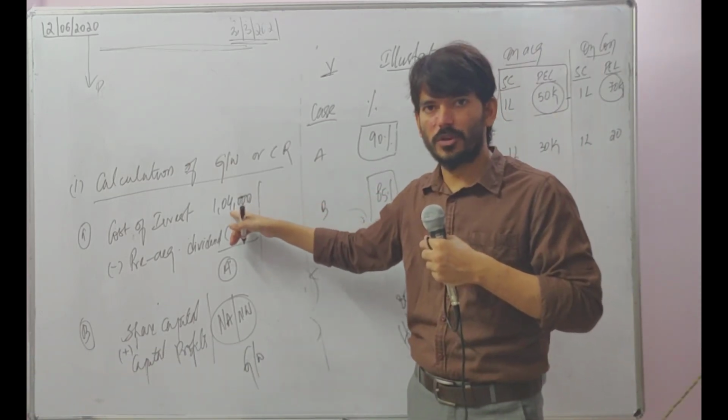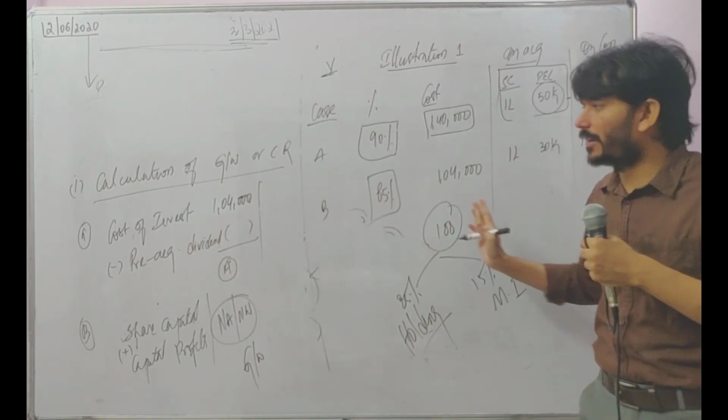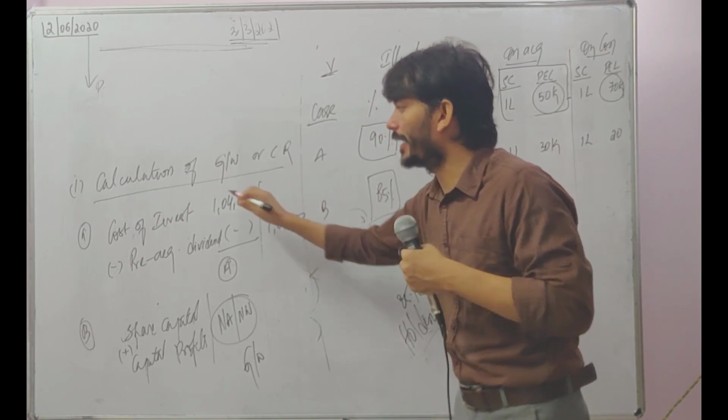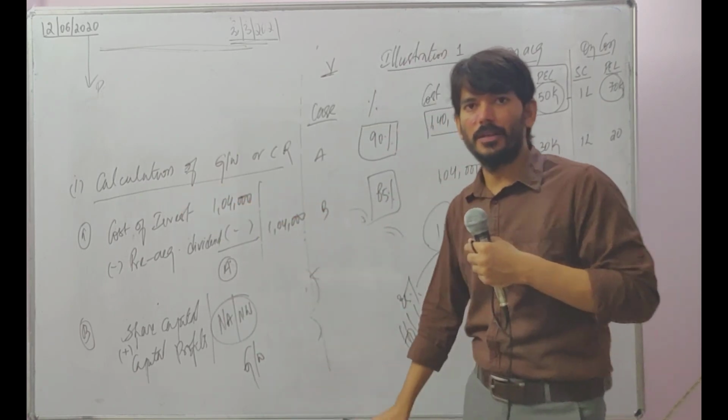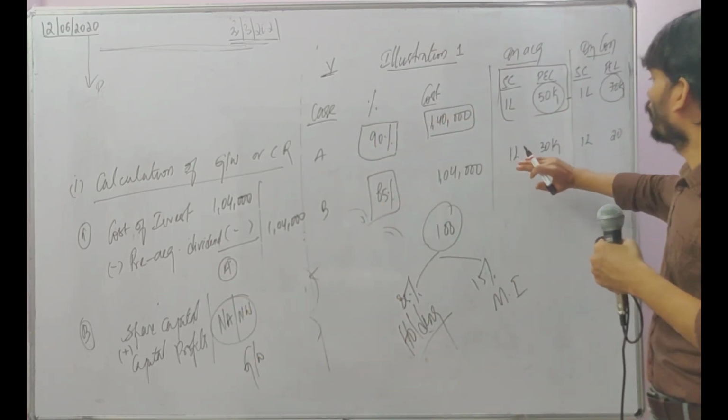So 1,04,000 is the cost of your investment. Pre-acquisition dividend, in this question it is silent. When it is silent, don't write anything, just write nil. 1,04,000 is your part A calculation. Come to part B. How much is your share in the share capital? It is your 85%. So 1 lakh.